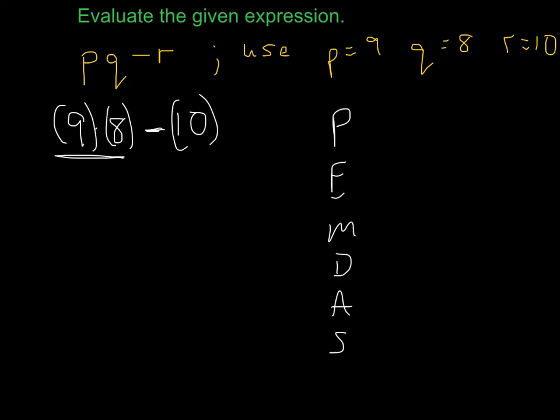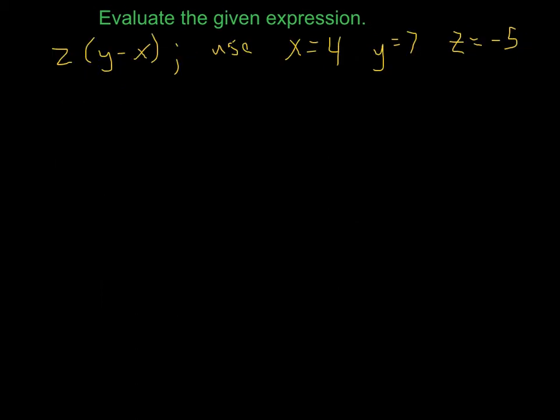My first item I can take care of is right here, 9 times 8, which is 72 minus 10. That's that rewriting I'm talking about. And then 72 minus 10 is 62. And that's our final answer. And that's it. Take a moment, press pause, and copy this problem into your notes.